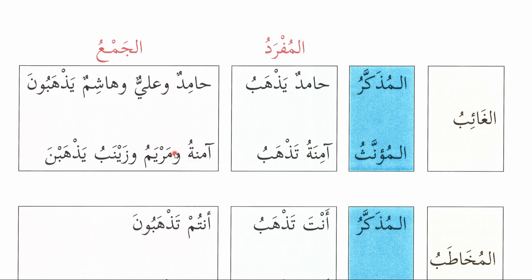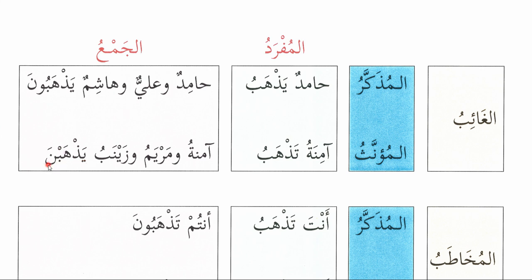Aminatu. Now this is for the jama. Hamidun wa Aliyun wa Hashimun yadhabuna. More than two means it's plural. So that's why the plural waw jama is coming. And what is the name of this damir? It's waw jama. And remember, in Arabic, you don't say Hamidun, comma, Aliyun, wa Hashimun, just like in English. There should be a wa and wa added. Now, Aminatu wa Maryamu wa Zainabu yazhabna. The ya is intact.